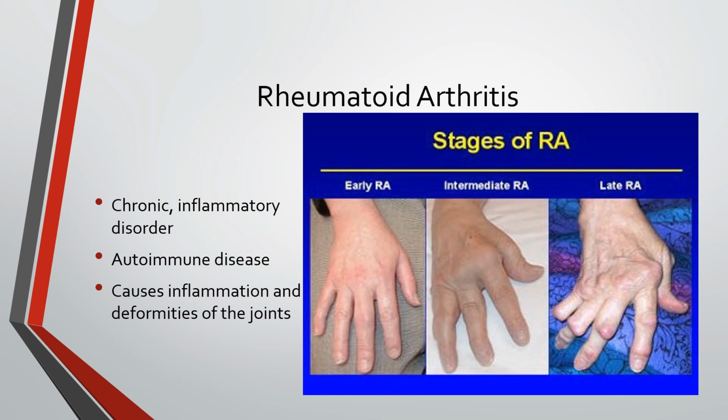Rheumatoid arthritis is a little less common, but it's a chronic inflammatory disorder. It's an autoimmune disease, so basically your body attacks particular joints of the body. Again, it's very commonly seen within the hands, and it causes inflammation and deformities to these joints, and it can be a very, very painful type of disease to have.